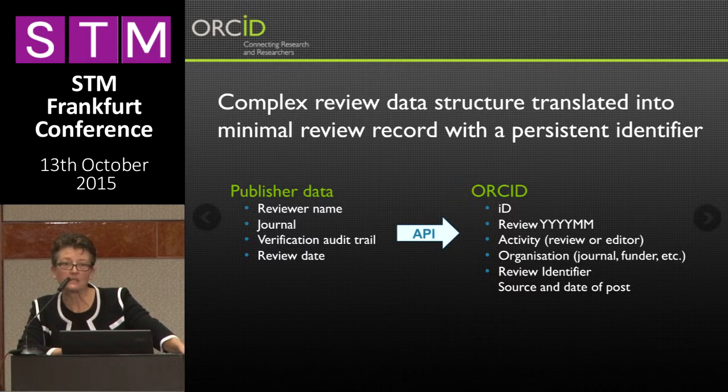So what does this look like? So transforming what the publisher data is into something that would go and be posted externally, for example, at Orchid. What is the individual's identifier? What is the review year and month? What is the activity? Did they review or were they an editor? What organization sponsored the review, the journal, the funder, et cetera. This isn't just for publishers. What is the review identifier? This tends to be the one that gets everyone stuck, review identifier. And then the source and date of the post.